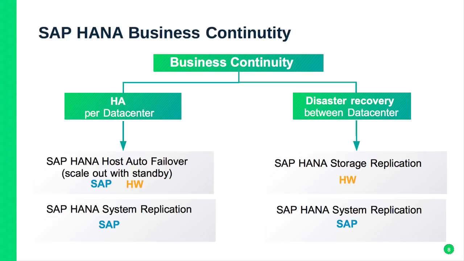On the other hand, if you have two data centers which are at a wider distance, you can also do storage replication, and therefore you also need a solution from the hardware vendor because they do storage replication. But SAP has also added the so-called system replication. So that's built in the SAP HANA database itself. So you don't need additional things from a hardware vendor. You rely on SAP here.